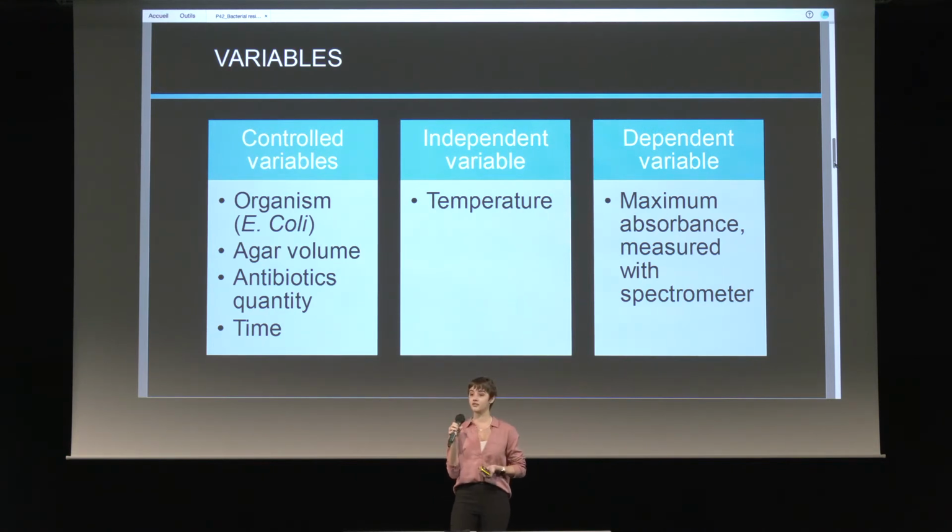The independent variable was the one that I changed, which was temperature. I tested the E. coli growth under 3 different temperatures: 25, 35, and 45 degrees Celsius. And the dependent variable, which was the one that I simply measured, was the maximum absorbance, which I measured by using a spectrometer, and for the plates, I measured the inhibition zones with a ruler.